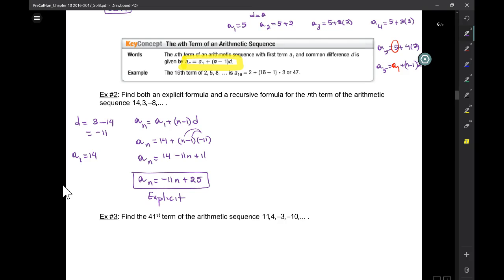Okay? Okay. Now, how about the recursive formula? Remember, for the recursive, we specify one term, like A1, and then we say every other one is, like, plus 2 or plus 3 or whatever. So we have to specify what is A1, and then I have to say, for a random term, you take the one that comes right before it, A(n minus 1). Okay?